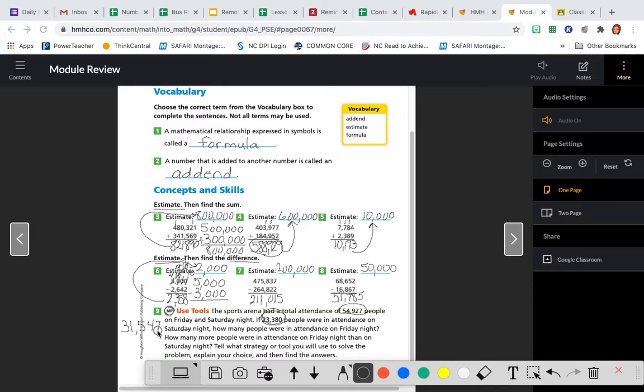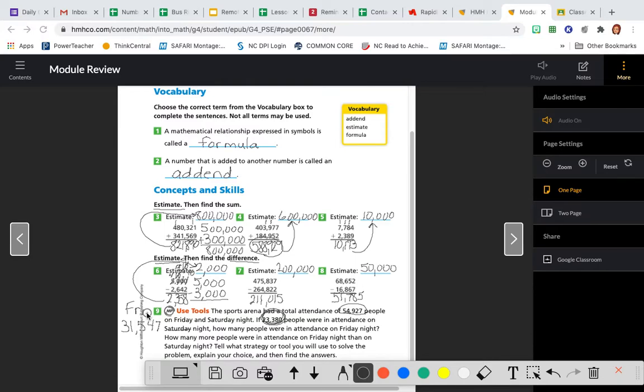But we're not done. We have another question. How many more people were in attendance on Friday night than on Saturday night? Tell what strategy or tool you will use to solve the problem. Explain your choice and find the answers. Okay, so here we already know how many people were in attendance on Saturday night. That was 23,000. This is Friday night. That number we just found for question 1, that was Friday night's total. So we're going to subtract to find out how many more people went on Friday night.